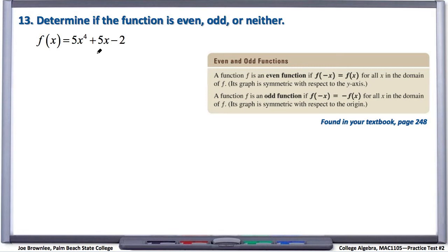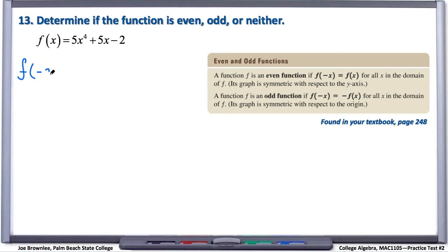If the resulting equation, once we replace all of the x's with negative x and simplify, is the exact same as what we started with, then we can say that our function is even. If all of the signs for each term have flipped from the original equation, then we can say our function is odd. And if neither one of those two scenarios has occurred, then we can say that this function is neither even nor odd. So let's go through and see what happens.